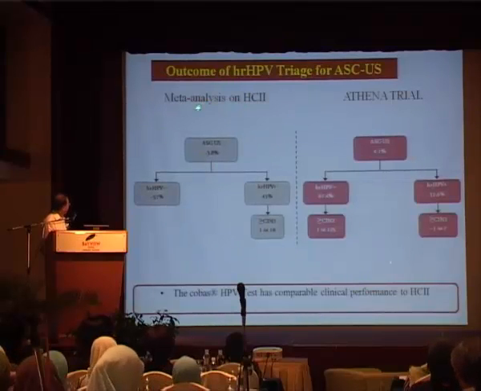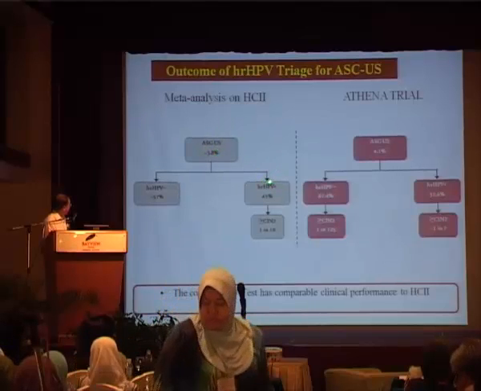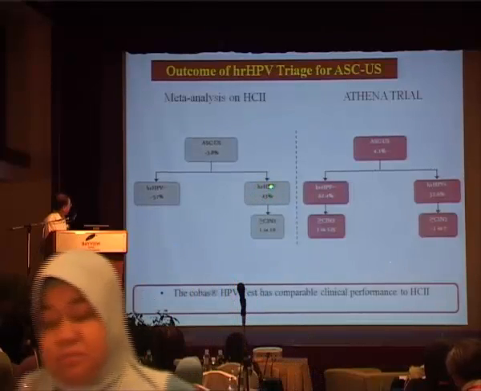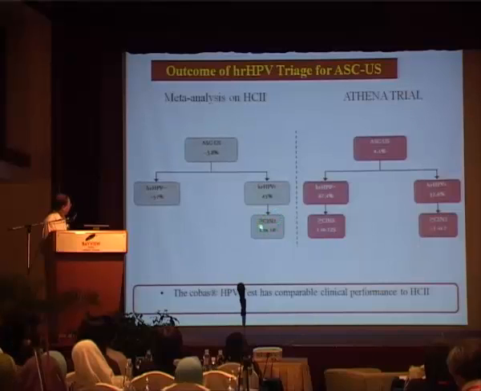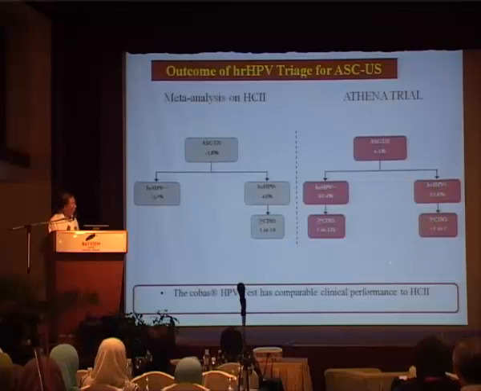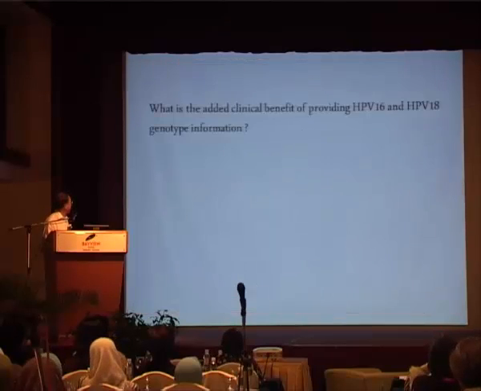On the left here is based on meta-analysis of ASCAS. All the ASCAS patients go for high-risk HPV DNA test. 43% will be positive with high risk, and 1 in 10 of them would have CIN2 plus lesions. If we look at the Athena trial results, 32% will be positive for high-risk HPV, and 1 in 7 of them have the CIN2 lesions. That means the two systems on pool data basis of analysis, they are equally good.